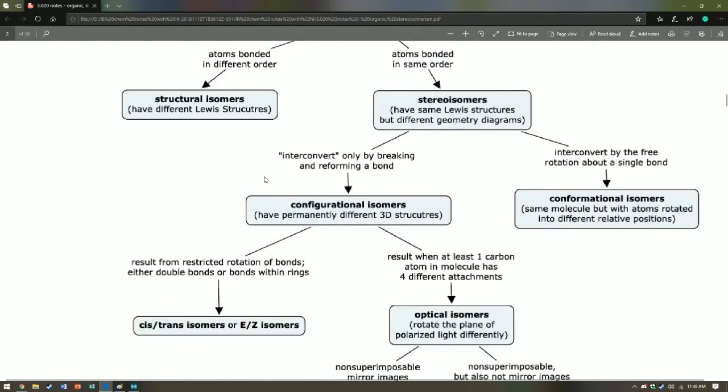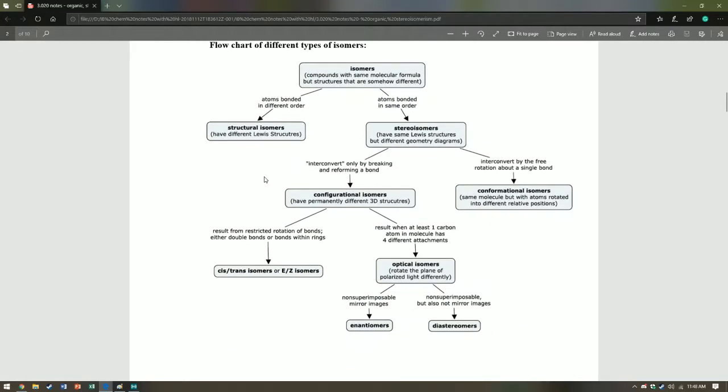Here's a flow chart of the different types of isomerism that you will encounter. Isomers are compounds with the same molecular formula, but structures that are somehow different. You can have structural isomers and stereoisomers, and from stereoisomers you can have conformational or configurational. From configurational you can have cis-trans or EZ isomerism, or optical isomerism, which can be further split into enantiomers and diastereomers, which are non-superimposable mirror images and non-superimposable non-mirror images. You'll never generally be asked about this, but you will be asked quite a bit on that.